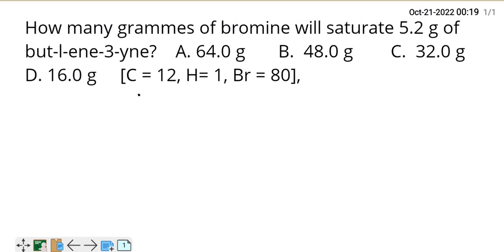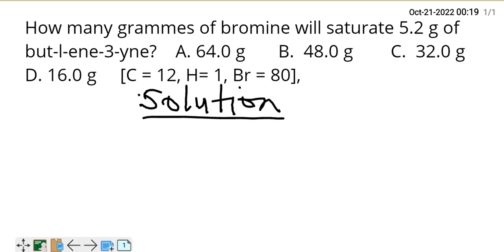In this video, we are asked to find the mass of bromine that will saturate 5.2 grams of but-1-en-3-yne. As you know, this is a stoichiometric calculation, and the first thing we have to do is to write the equation for the reaction, and then we balance it. This is the first thing we have to do.